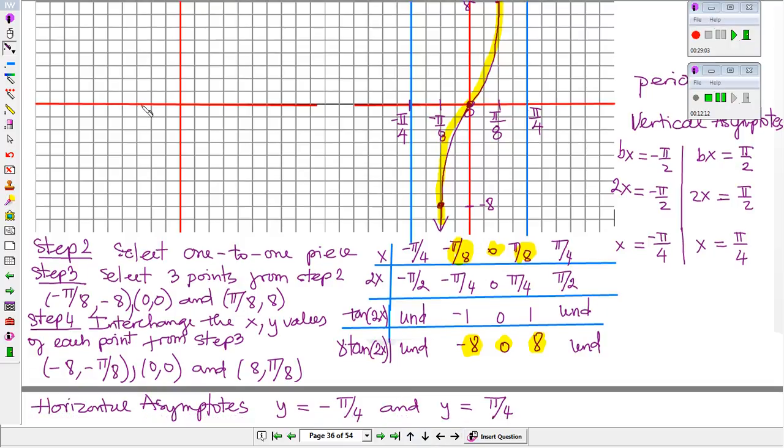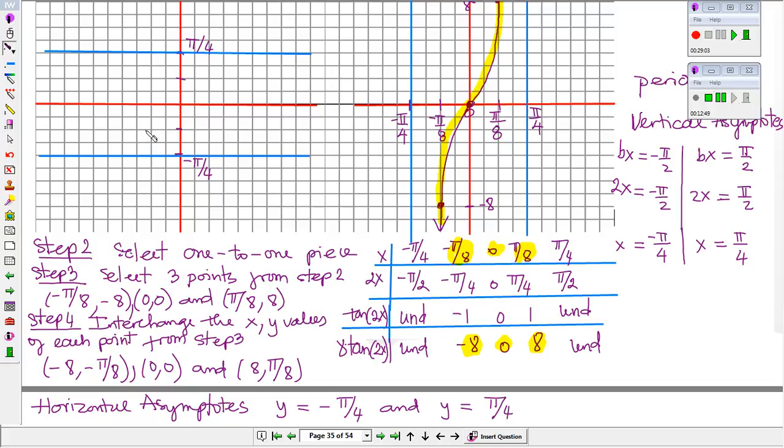And now step 5, we just need to graph all of these. The first thing we have to do is graph the two horizontal asymptotes. So y equals negative pi over 4. I make sure that there are 4 equal points between my two horizontal asymptotes. So this is negative pi over 4. This is positive pi over 4. So draw the two horizontal asymptotes.